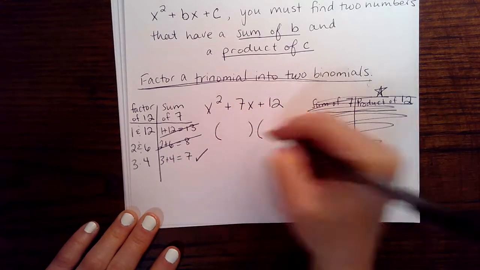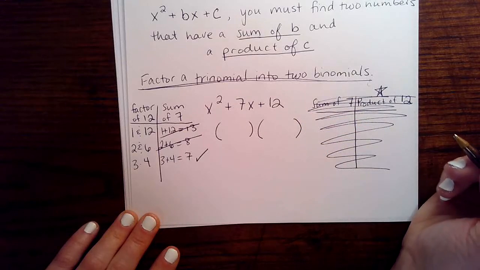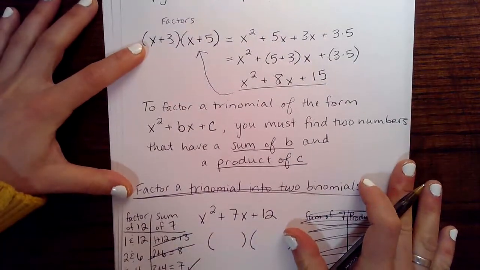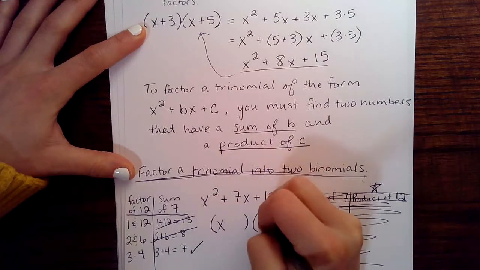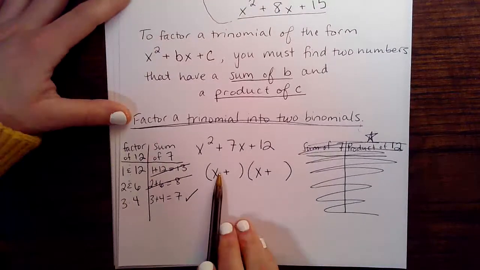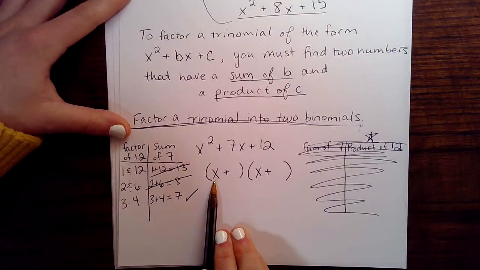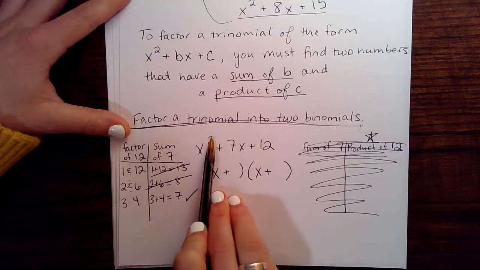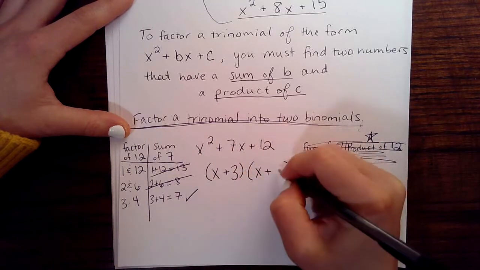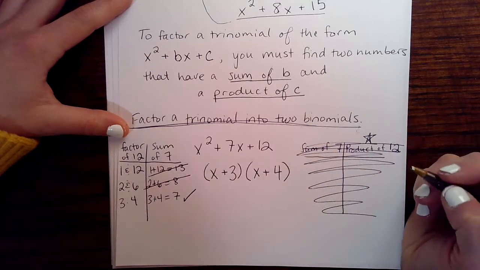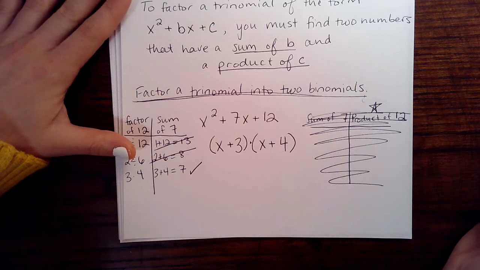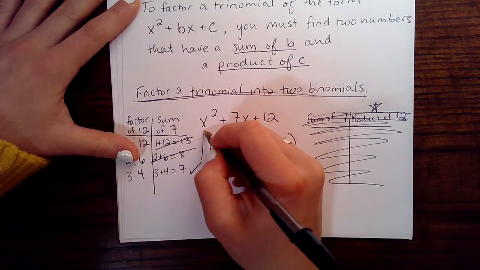And each time we're finding a pair of binomials. Notice in that first example, we had x plus and x plus. And that x and x, the firsts, multiply to give us x squared, so that checks out. And then we use those two numbers we found, x plus 3 and x plus 4. This is our answer if we're asked to factor the expression.